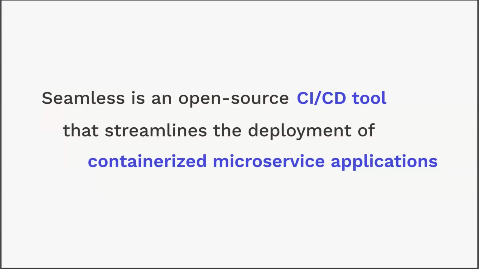So first off, what is Seamless? Seamless is an open source CI/CD tool that streamlines the deployment of containerized microservice applications. But before we actually get into just what that means, let's start off with an agenda.